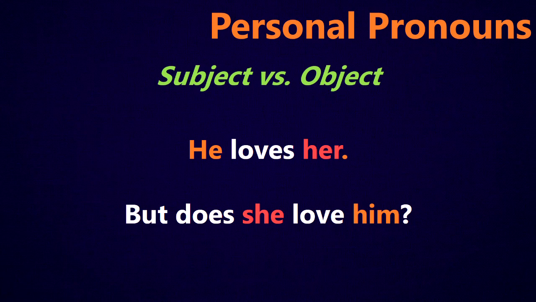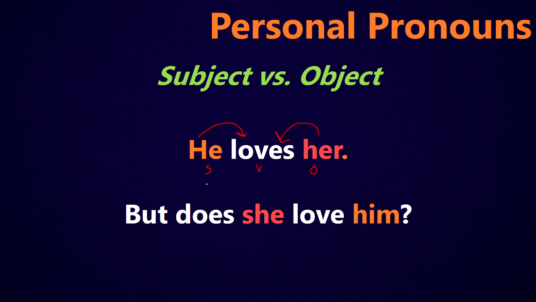Likewise, if I say he loves her, he is my subject, loves is my verb, and her is the object. So her is the object of the verb loves, and he is the subject of the verb loves.